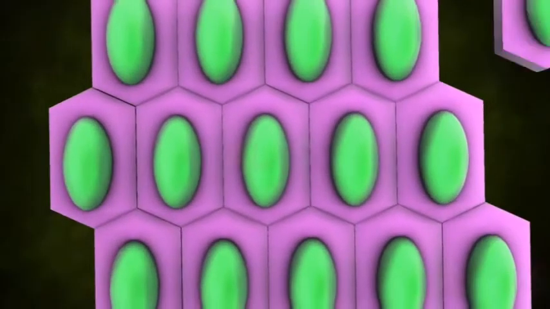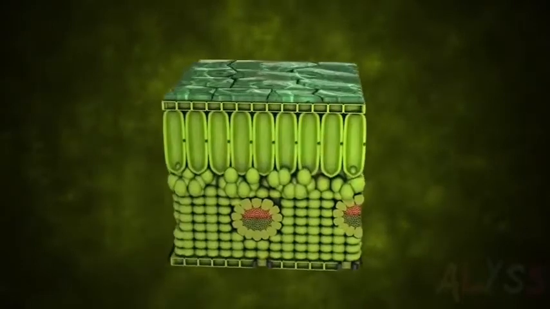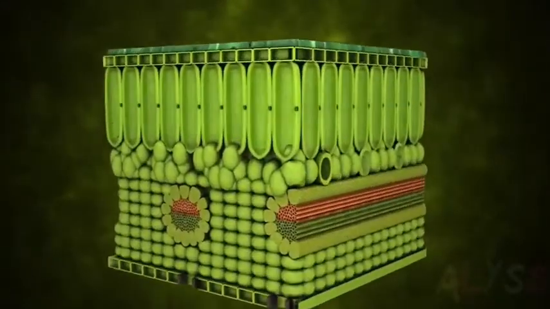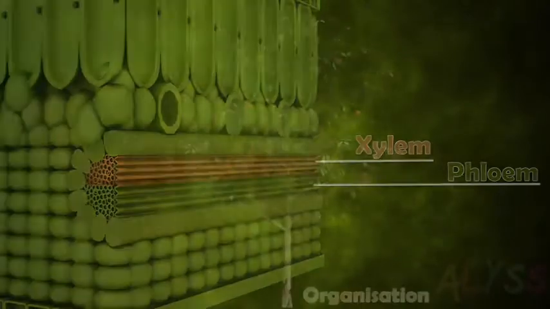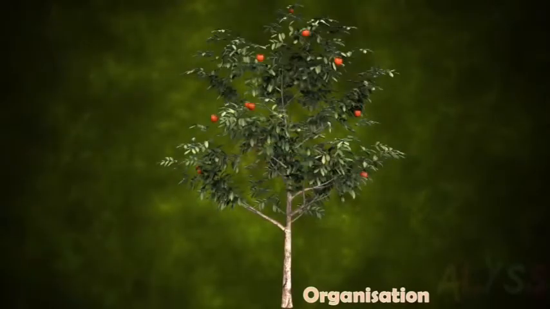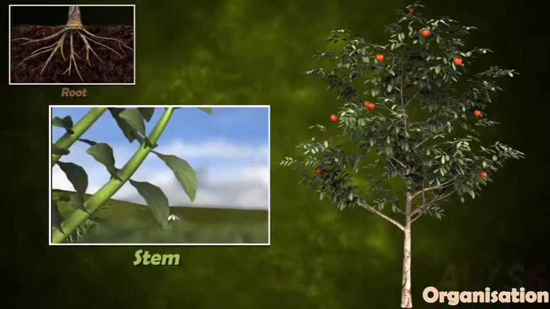In multicellular organisms, similar kinds of cells group in a specific tissue to perform particular functions, which support the efficient functioning of organisms by providing division of labor. Examples are xylem, phloem, etc. The next level of organization forms organs, combining different tissues. Examples include root, stem, leaf, etc.